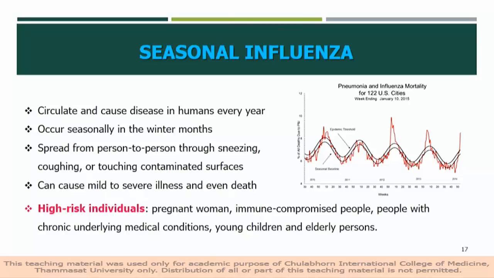Seasonal influenza circulates and causes disease in humans every year, which can spread from human to human through sneezing, coughing, or touching contaminated surfaces. Seasonal influenza viruses can cause mild to severe illness and even death, especially in some high-risk individuals, which are pregnant women, immunocompromised people, or people with chronic underlying medical conditions such as cancer, diabetes, young children, and elderly persons.